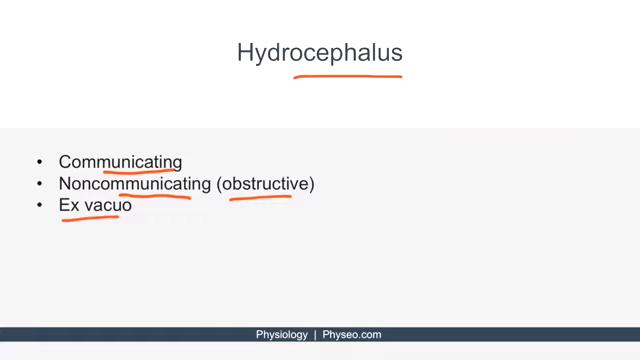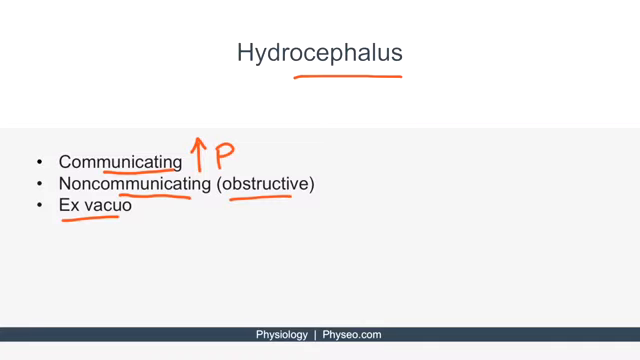Communicating hydrocephalus is pretty straightforward. Communicating refers to the idea that the ventricular system isn't directly obstructed. Rather, the arachnoid granulations are obstructed. In this sense, the ventricles are able to communicate with one another, hence the name communicating hydrocephalus. This type of obstruction results in dilated ventricles and increased intracranial pressure. So increased pressure.